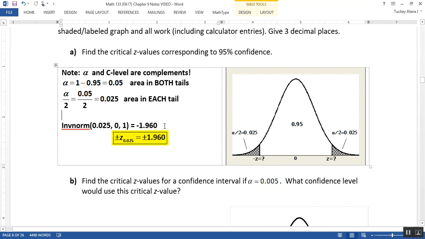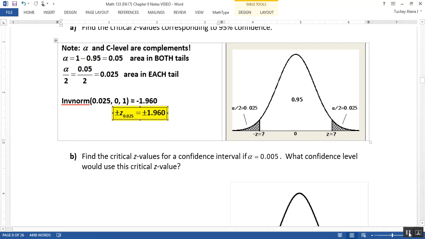And I have my work here. So I show my work by just showing what one of my calculator entries was. And my answers are right here. Z 0.025 is plus or minus 1.96. And those are my final results.